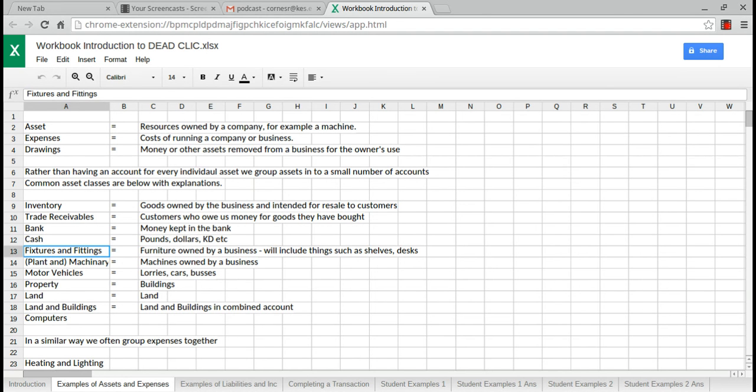Fixtures and fittings: businesses wouldn't have a separate account for shelves, one for desks, one for tables. They group them together, and the term they use is fixtures and fittings. Machines owned by a business normally get grouped together, and you'll often see the account called plant and machinery, or plant and equipment, or just machinery. Then motor vehicles, property and land. Quite often you'll see land and buildings grouped together.